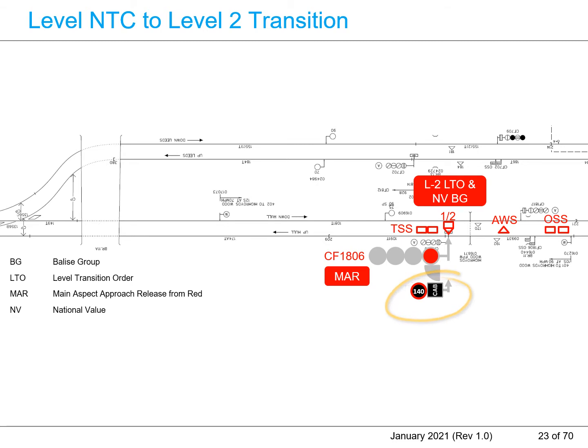A 140 km/h speed indicator and a start-of-cab signaling board will be required at the level transition border location that coincides with signal CF1806.